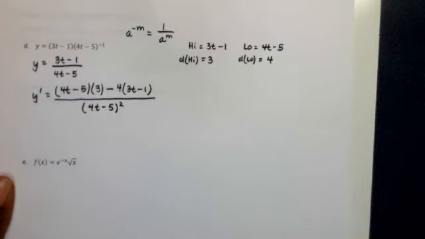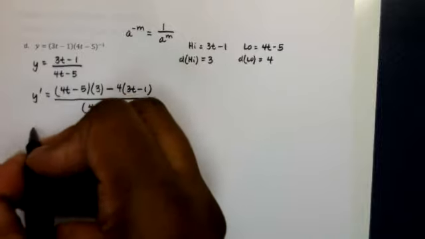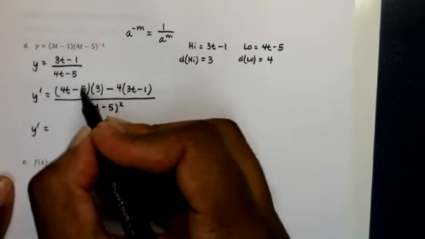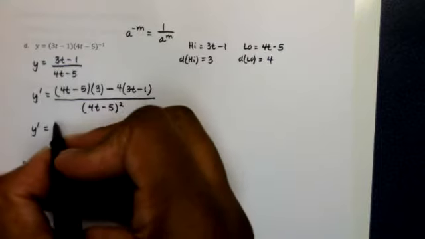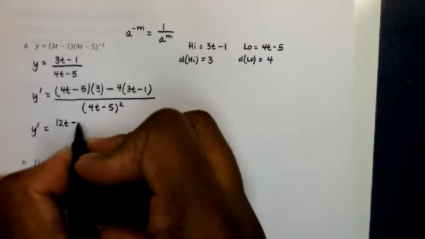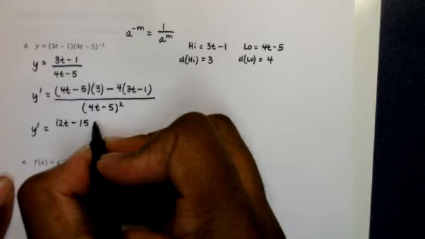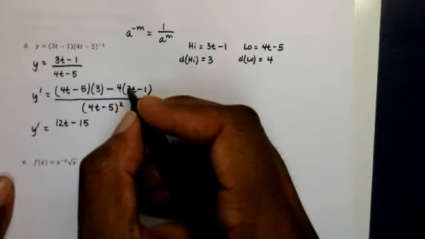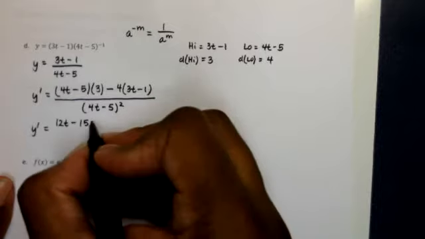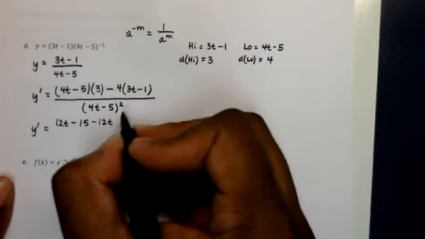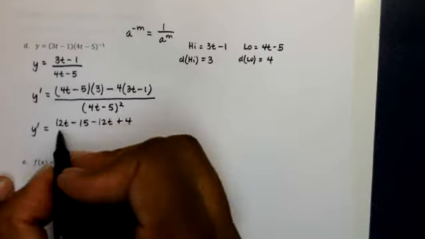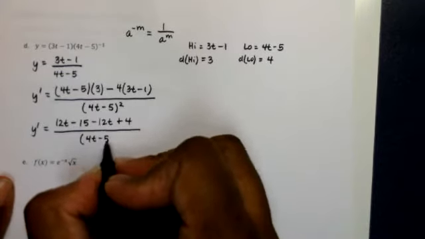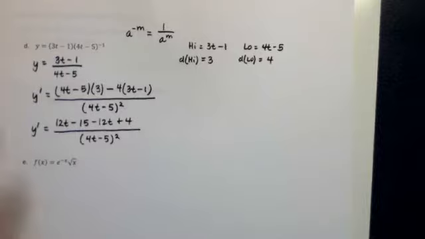Now let's simplify that numerator a bit. If I distribute the 3 over the 4t minus 5, 3 times 4t will be 12t, minus 3 times 5 will be 15, and then distribute the minus 4 over the 3t minus 1. Well, minus 4 times 3t will be a minus 12t. Minus 4 times a minus 1 will be plus 4. All divided by the quantity 4t minus 5, and that's going to be squared.